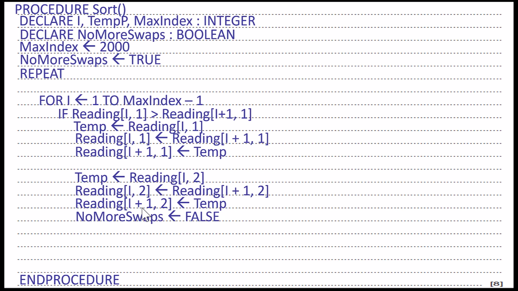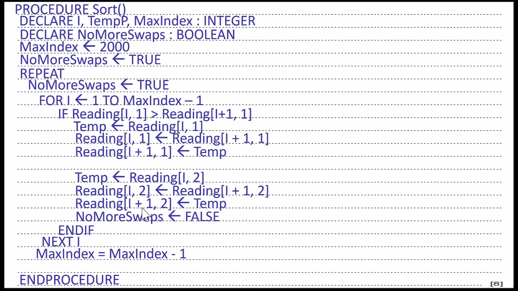No more swaps is now equal to false because I just made a swap. And because I just started at index 1, now I've got to go all the way through, because if it's the highest value, it's going to bubble all the way to the top. But eventually, we'll get to the end. So end if, next I, max index equals max index minus 1, and then until no more swaps equals true.